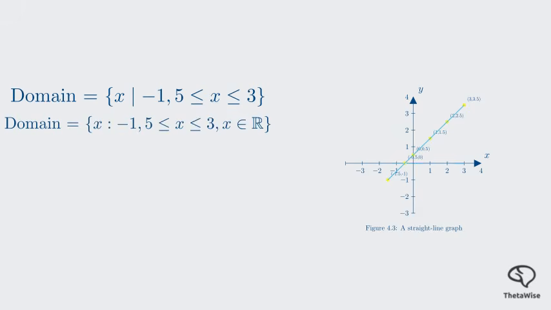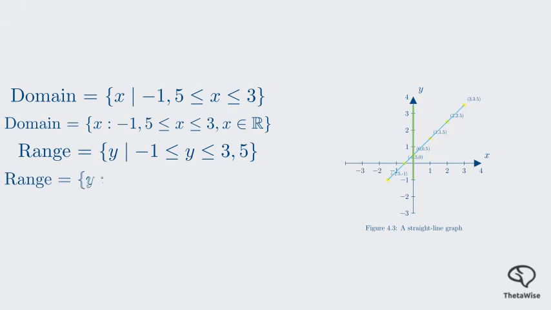Now let's find the true range. Similarly, we look at the y-axis. The graph's lowest point is at y equals negative 1, and its highest point is at y equals 3.5. All y-coordinates lie in this interval. We write this as y is greater than or equal to negative 1, and y is less than or equal to 3.5. And again, because it's a solid line, these y values can be any real number. So, the range is the set of all real y values between negative 1 and 3.5, inclusive.